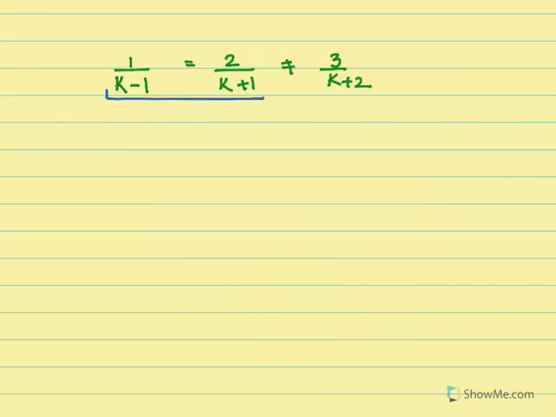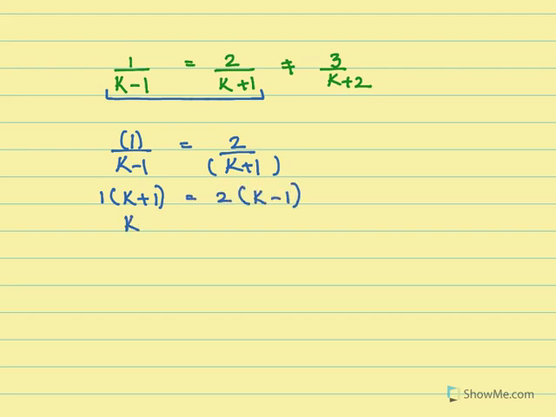So to solve this, we'll take these two parts. We have 1 over k minus 1 equal to 2 over k plus 1. We need to cross multiply. So 1 into k plus 1 equals 2 into k minus 1. So k plus 1 equal to 2k minus 2. So k minus 2k equal to minus 2 minus 1. Minus k equal to minus 3. So we get k equal to 3.